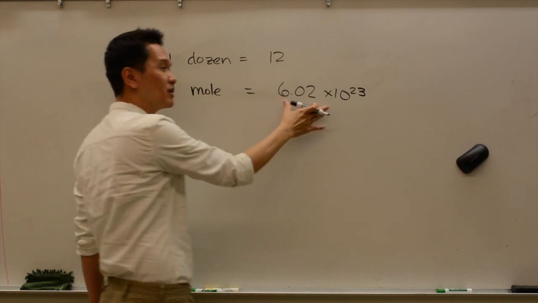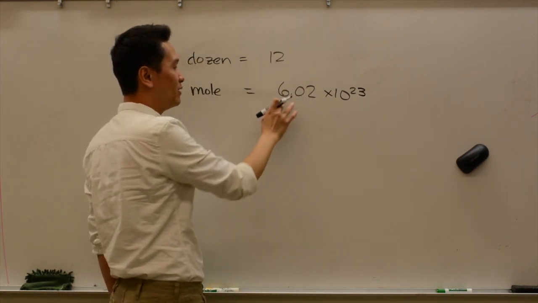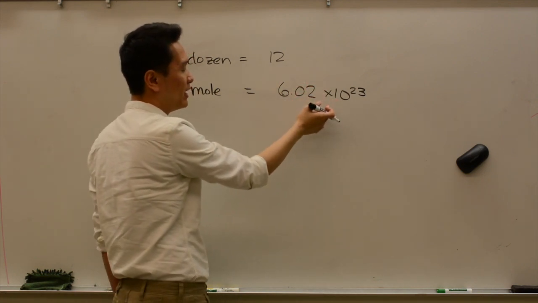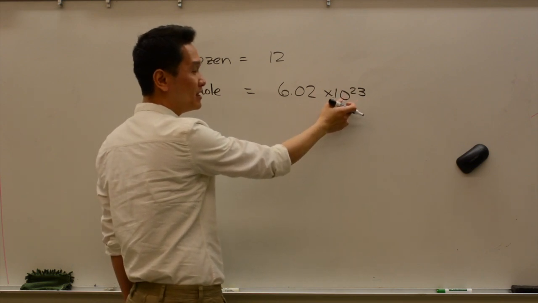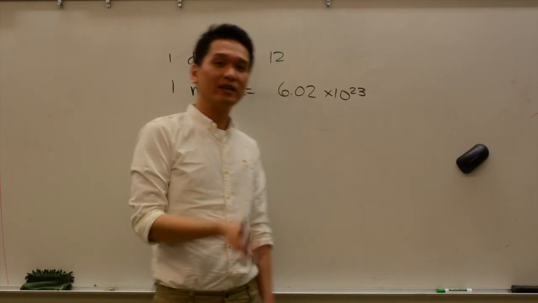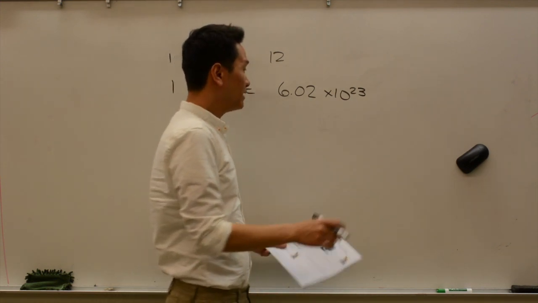Now don't let this number scare you. It's just exactly like 12. It's just a number. The reason why it's odd, 6.02, and actually there's some more digits after this, and why this number is times 10 to the 23rd, we won't get into. We just have to know that a mole is a number.